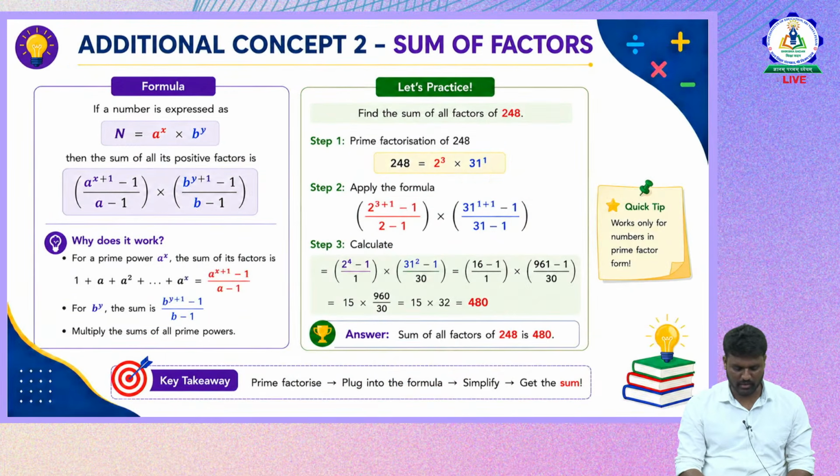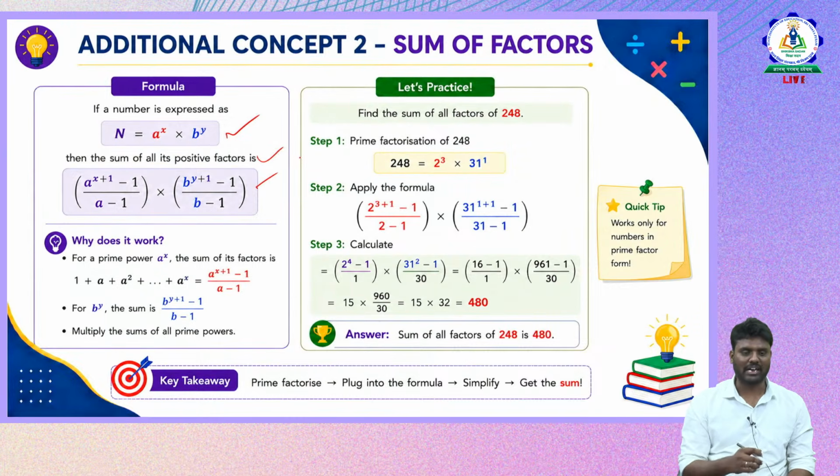Then there is another concept: the sum of the factors. Previously we discussed how many factors we can identify. Now, based on the factors, we need to identify the sum of the factors of the given number. If a number is expressed as n is equal to a to the power of x into b to the power of y, then the sum of all its positive factors is (a to the power of x plus 1 minus 1) by (a minus 1), times (b to the power of y plus 1 minus 1) by (b minus 1).